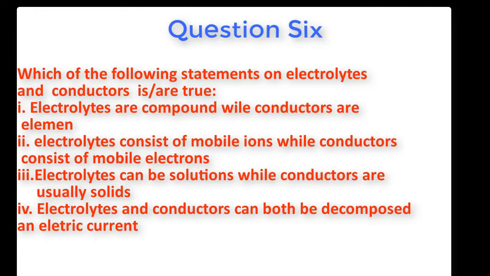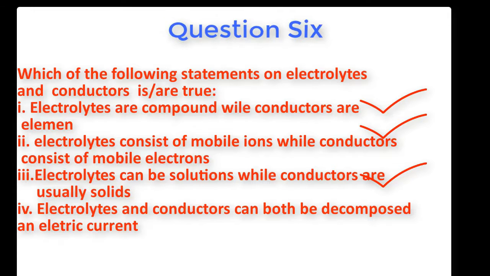Question number 6. Which of the following statements on electrolyte and conductors is or are correct? 1. Electrolytes are compounds while conductors are elements. 2. Electrolytes contain mobile ions while conductors consist of mobile electrons. 3. Electrolytes can be solutions while conductors are usually solid. 4. Electrolytes and conductors can both be decomposed by an electric current.